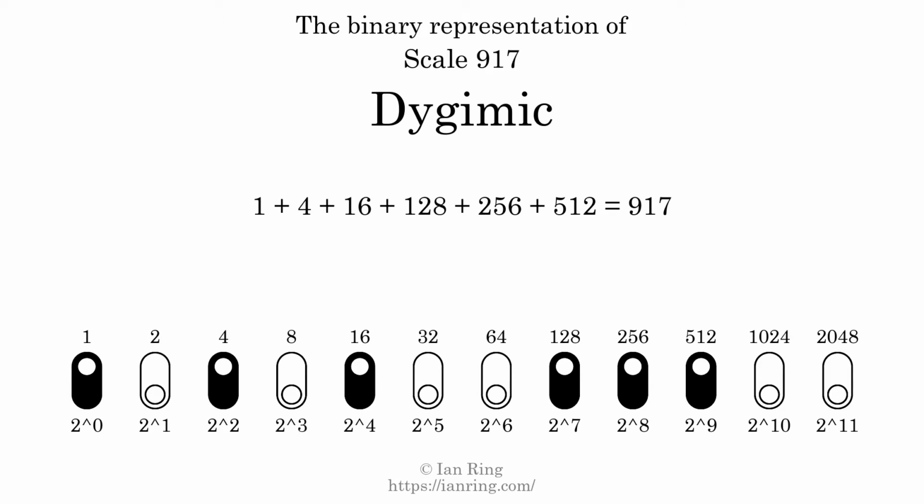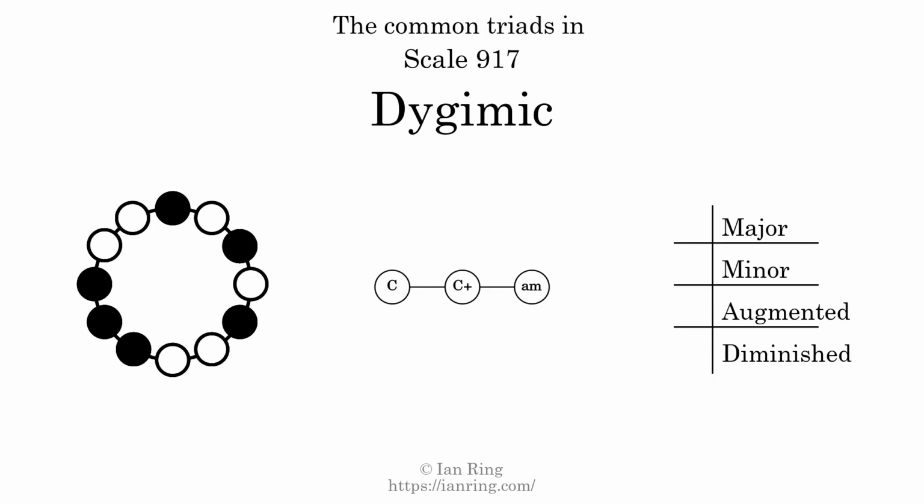The scale number not only enumerates the scale with a unique index, but it also literally describes the tonal content of the scale. Represented as a binary number in base 2, the scale number is 001110010101. Here are the common triads present in this scale.